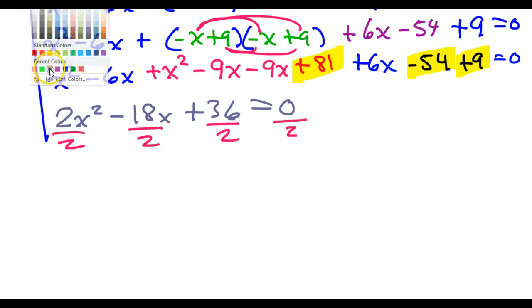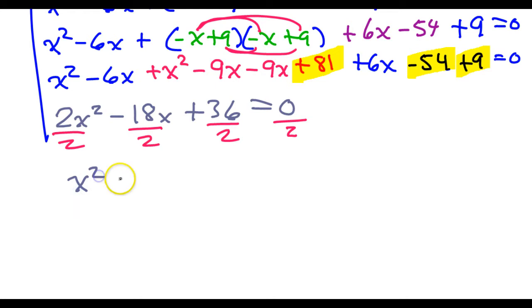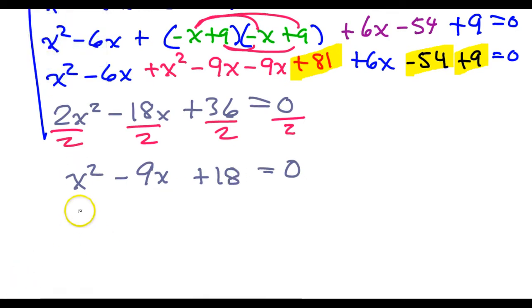If you do that, then you're going to get x squared minus 9x plus 18 is equal to 0. Okay, so I want to go ahead and try to factor this. So maybe this will factor as a binomial times a binomial. Let's try. X squared is x times x.